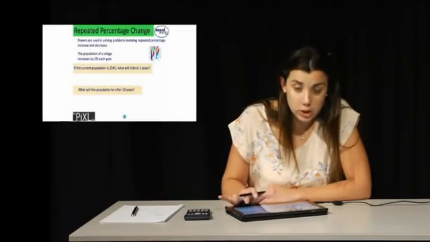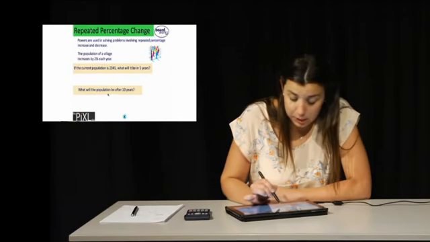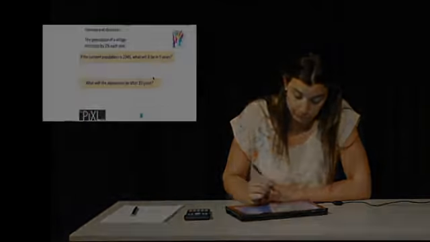Let's have another look at one of these questions from the top. Powers are used in solving problems involving repeated percentage increase and decrease, as we've just seen. The population of a village increases by 2% each year. Firstly, if the current population is 2,345, what will it be in 5 years? And what will the population be after 10 years? 4 minutes, go.